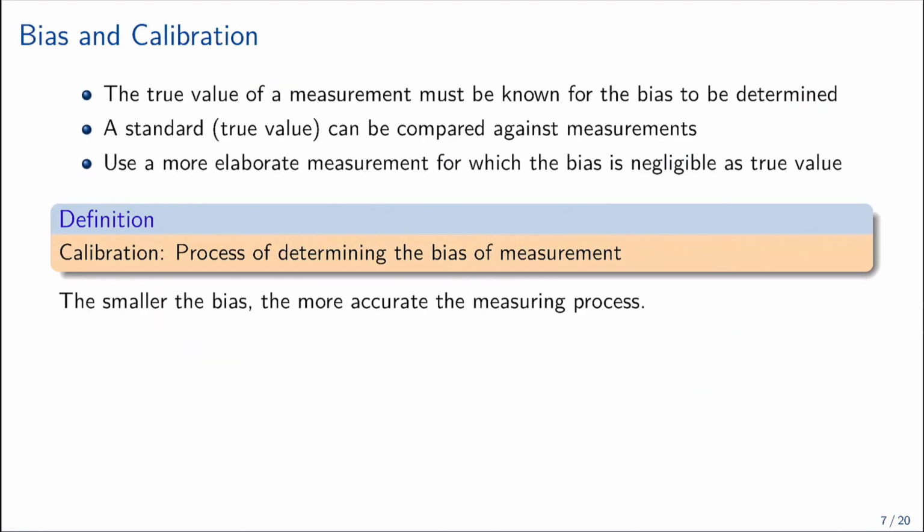Bias and calibration. When we talk about calibrating an instrument, we are talking about bias. If we want to reduce the bias, or we want to know the bias, we want to know the true value. So what usually happens is that you have to have a standard element in which the true value is known, so then you can compare. The process of comparison is calibration. So calibration is a process of determining the bias of measurement. The smaller the bias, the more accurate the measuring process.